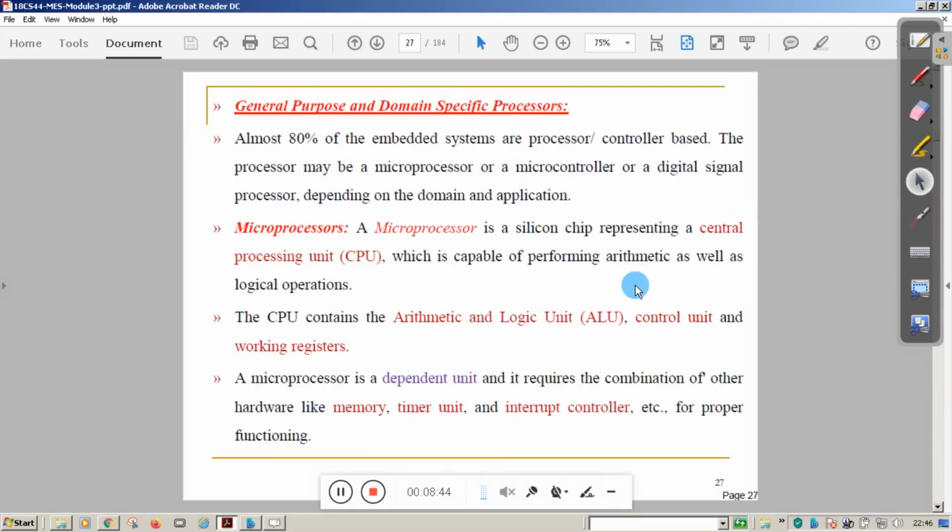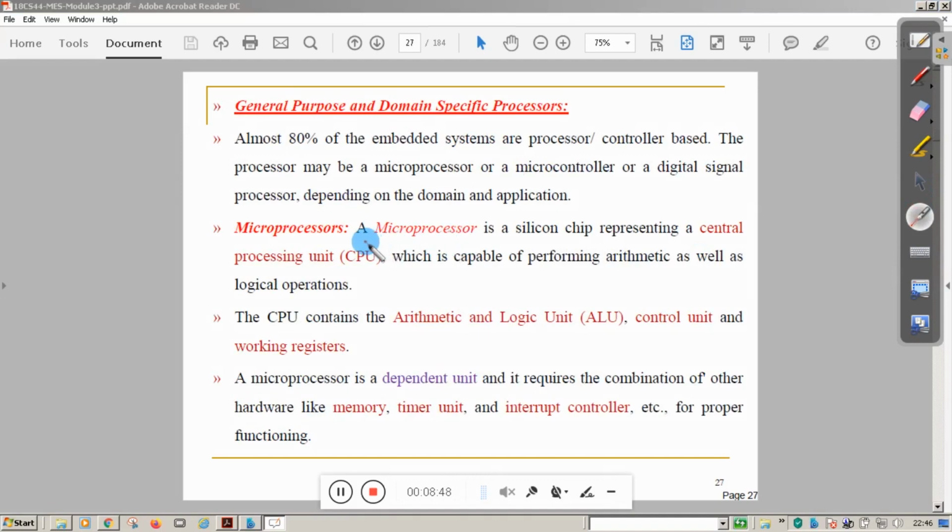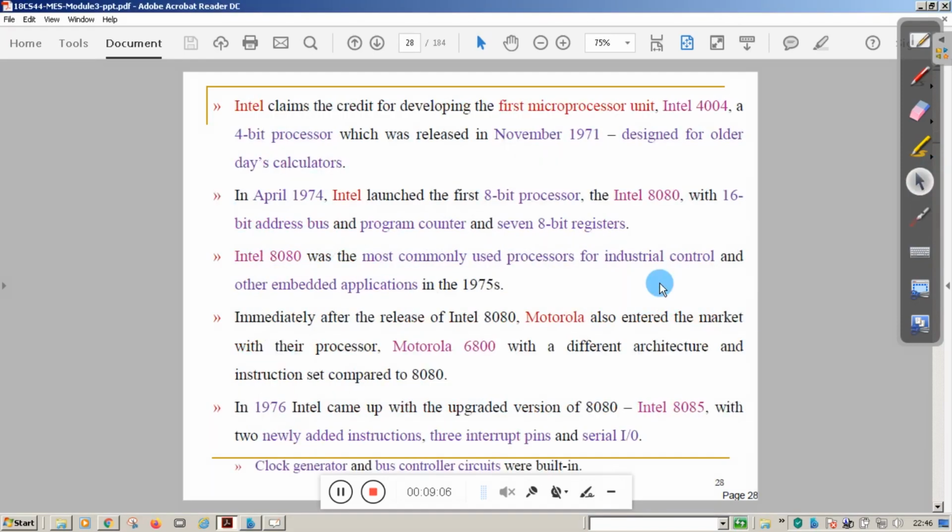So now first one is a microprocessor. We know what is a microprocessor. Microprocessor is an integrated chip which can process the data with the help of control unit and ALU, and which has a small memory which can store the set of instructions. So my CPU contains arithmetic and logic unit. Different types of CPUs are available in the market.